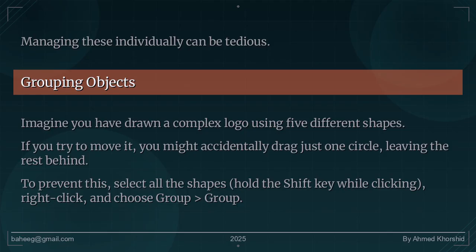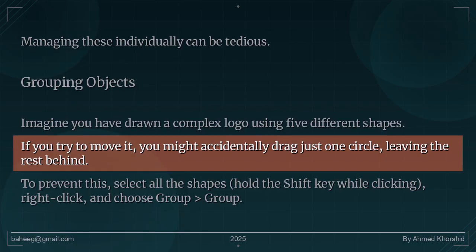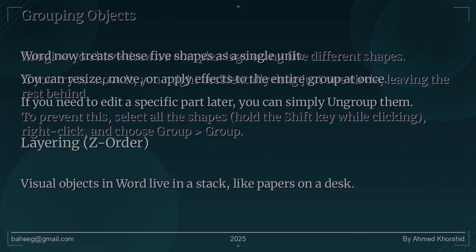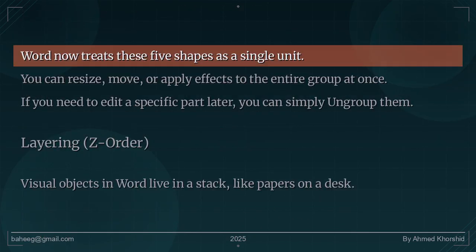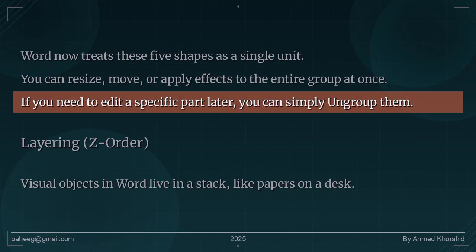Grouping objects. Imagine you have drawn a complex logo using 5 different shapes. If you try to move it, you might accidentally drag just one circle, leaving the rest behind. To prevent this, select all the shapes, hold the Shift key while clicking, right-click, and choose Group. Word now treats these 5 shapes as a single unit. You can resize, move, or apply effects to the entire group at once. If you need to edit a specific part later, you can simply ungroup them.